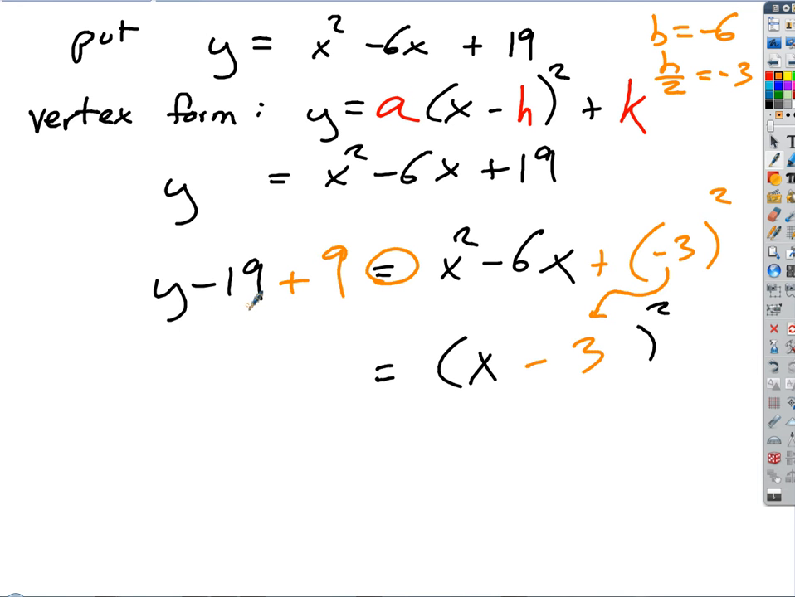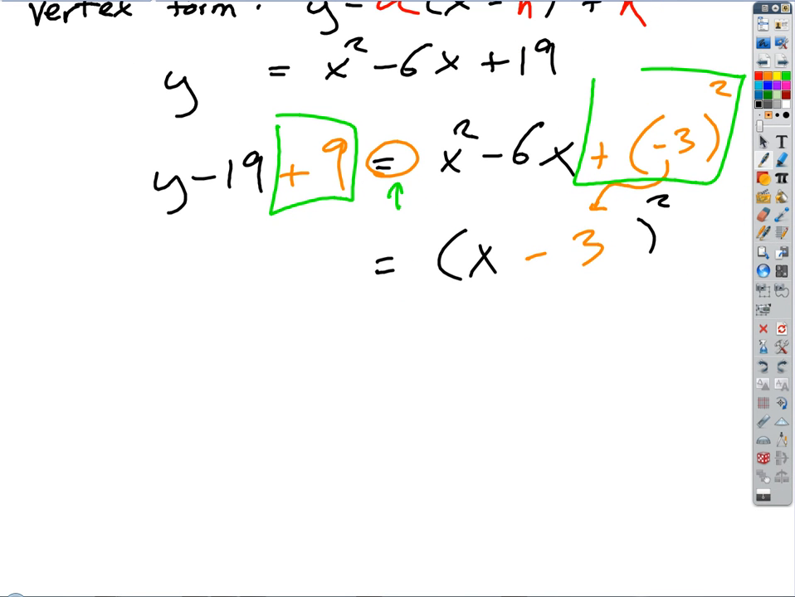Make sense? Okay, question? All we did here was add the same thing to both sides to keep the equation equal. Now we added it to the right side for a purpose, because on the right side we wanted to get this perfect square, but we still got to keep track of what we've got going on the left side also. So when we simplify the left side, what do we end up with here?